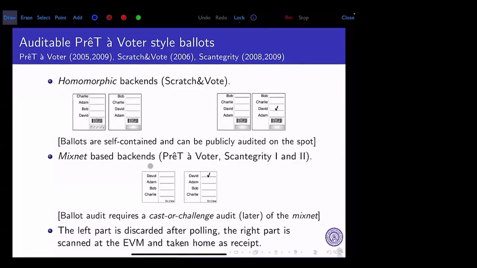Then there are mixnet-based backends. Mixnet-based backends are very similar in principle, but instead of the encryption, you have a code out here, which is called an onion. With this onion, this is committed at the back end, so this ballot cannot be audited on the spot. But what can be done is that a log-sized sample of ballots can be collected from the polling booth. Assuming that they are correct, the polling can go on, and these ballots can be audited later. After the election, you can audit that these ballots were all committed before. So you can audit that every ballot that was picked up was correct, which in turn implies that every ballot that was used was also correct. Typically in these kinds of ballots, the left card is discarded after polling. The randomness and the right part is scanned at the EVM as a take-home receipt. So you take the right part as a receipt back home.